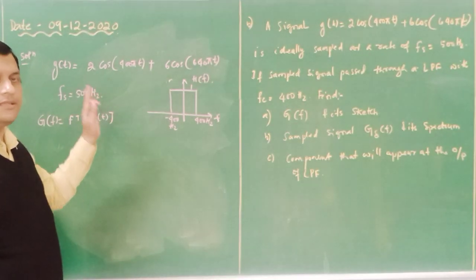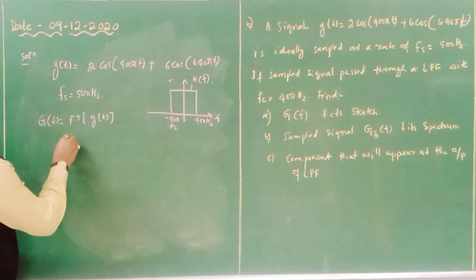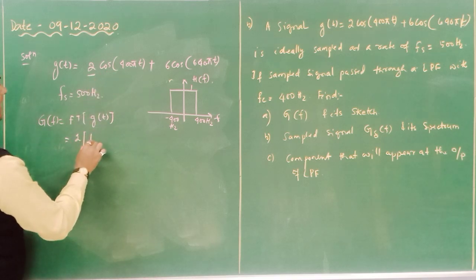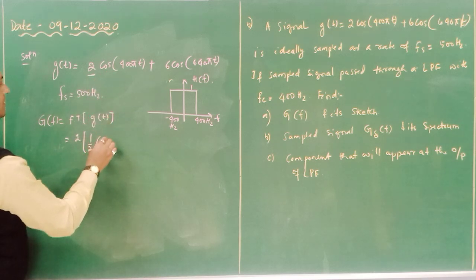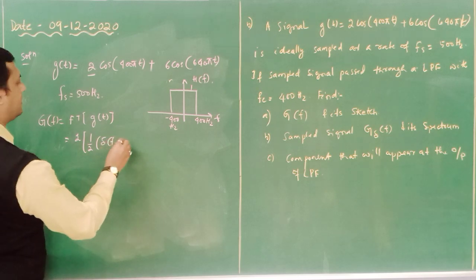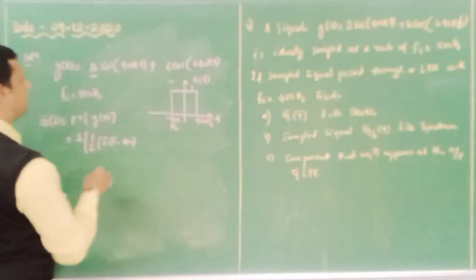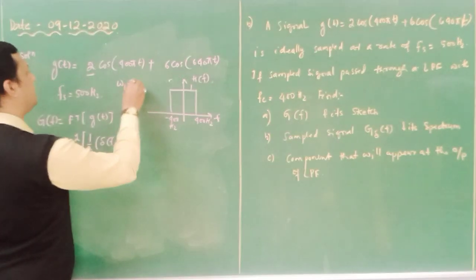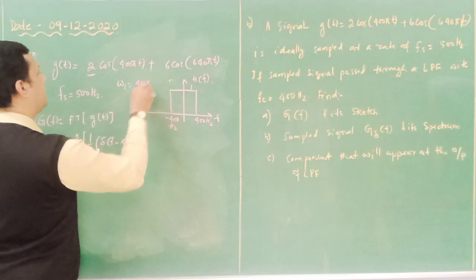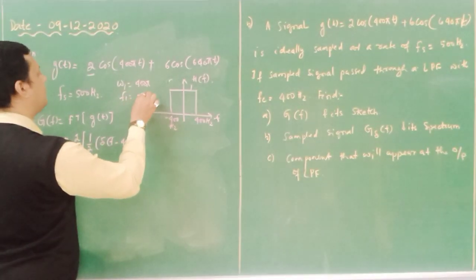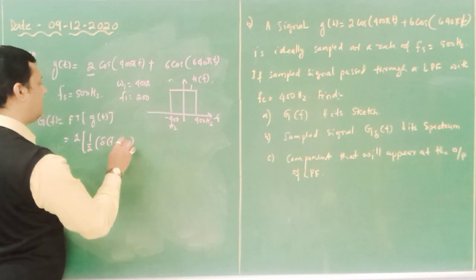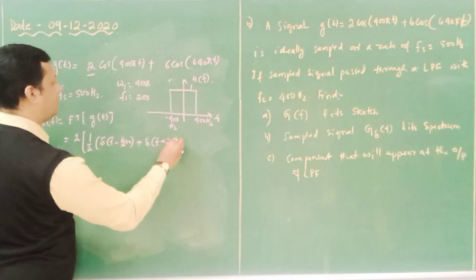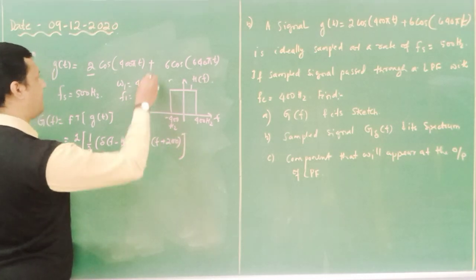That is the property of this Fourier transform. So here, 2 is the amplitude. For this, it is half of del of F minus 400, omega F. So here omega 1 is equal to 400 pi, F1 is equal to 200, so here it will be 200 plus del of F plus 200. So this is the first part.